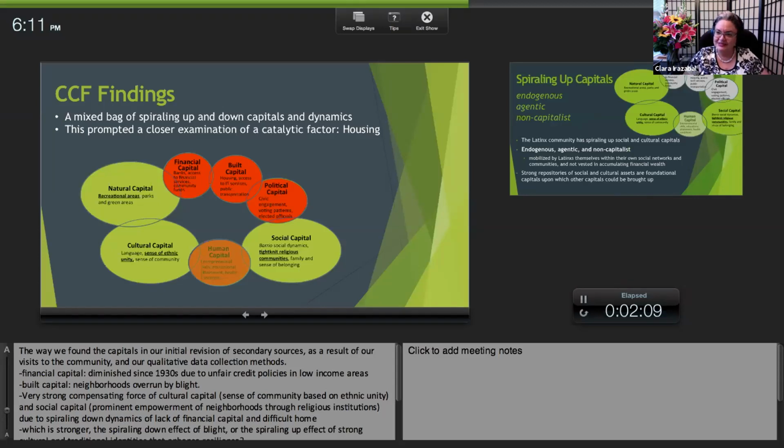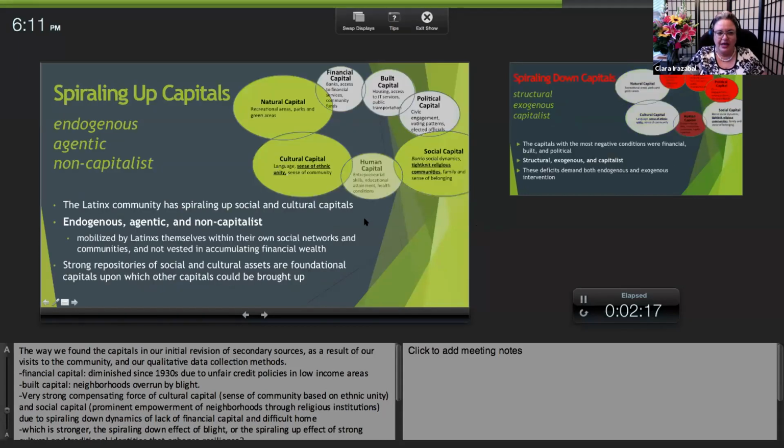There were some that were robust and growing. There were others that were diminishing and really weighing down the community. The ones that were promoting growth and well-being, which here appear in green, were mostly the natural, the cultural, and the social capitals. And we found out that these were mostly capitals that were in their nature endogenous, that is, cultivated by Latinos themselves within their communities, agentic. They did the work themselves, and mostly non-capitalist. They were not about growing wealth or accumulation. They were about well-being. And we found out also that these strong repositories of social and cultural assets were foundational for well-being and for the spiraling up dynamics to function.